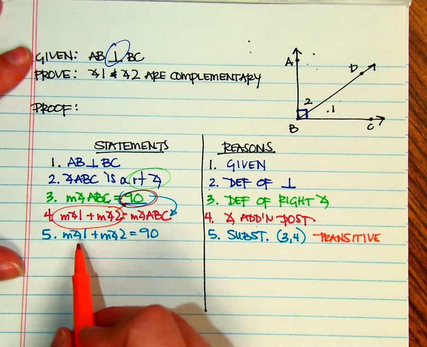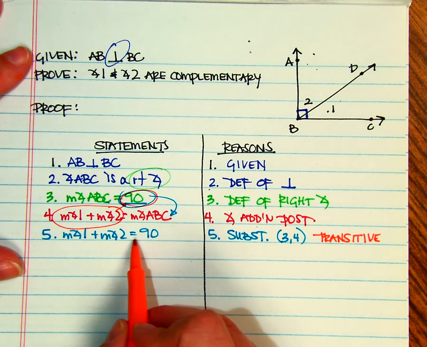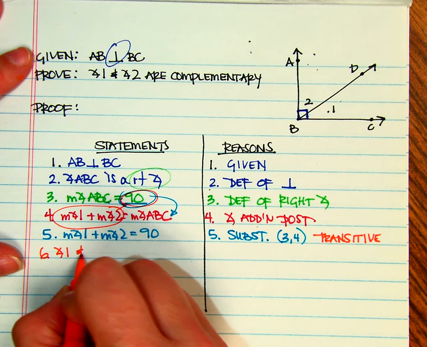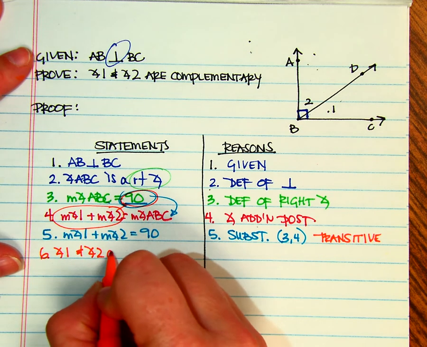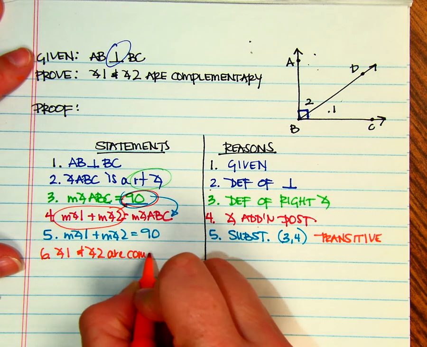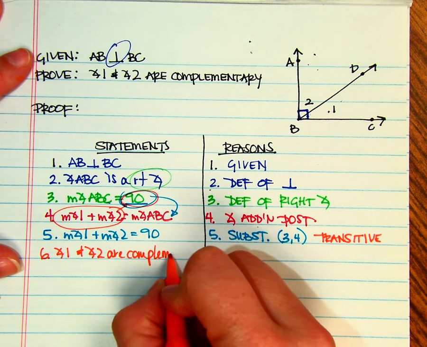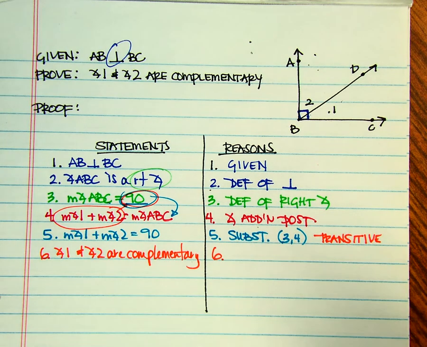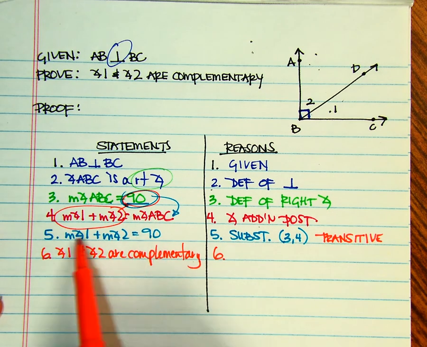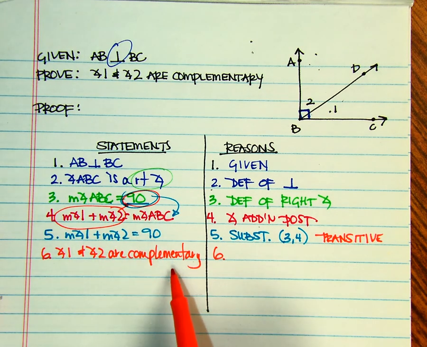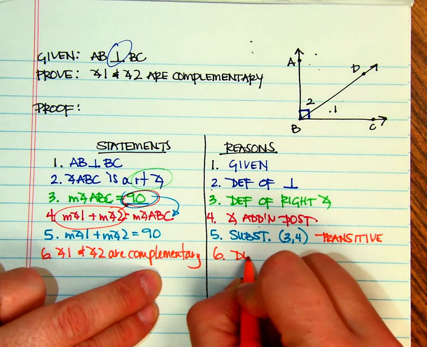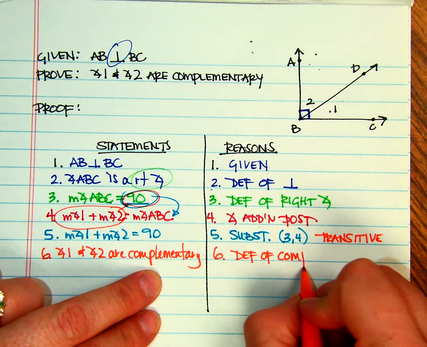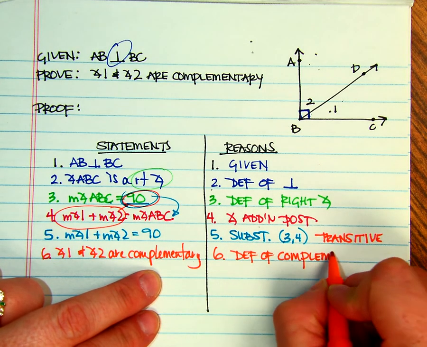Well, what do you know about if 2 angles equal 90? I know then that angle 1 and angle 2 are complementary. Because I know that if 2 angles add up to 90, they're complementary. So that will be the definition of complementary.